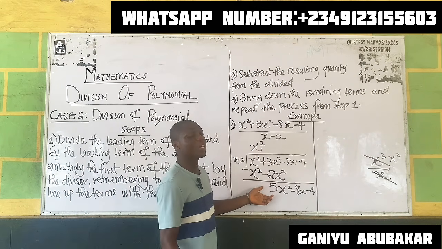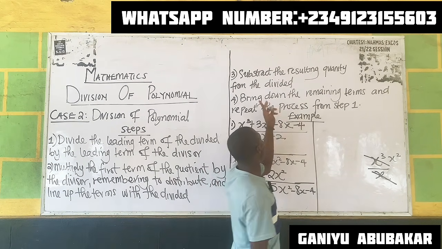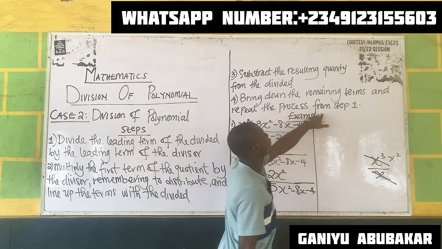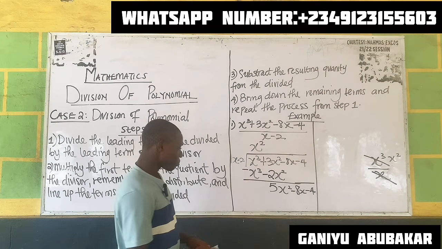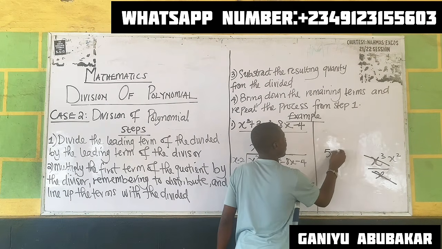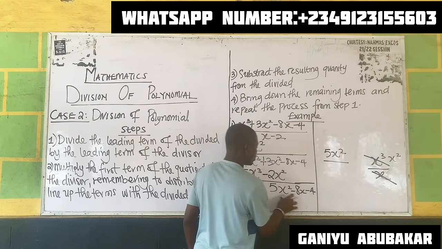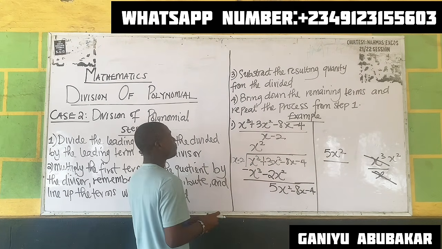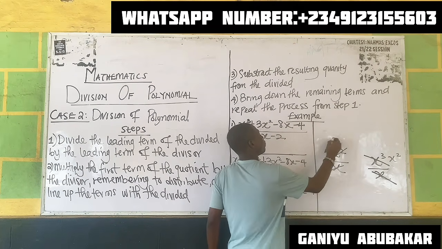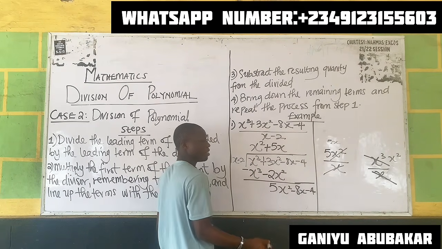All right, I have this left. So this now becomes another dividend. We said bring down the remaining terms, which I've brought down, and repeat the process from step 1. So we'll go again. Pick out the leading term here, which is 5x squared, divided by the leading term of the divisor, which is x. This cancels this, that gives you 5x. So I'll come here and post positive 5x.